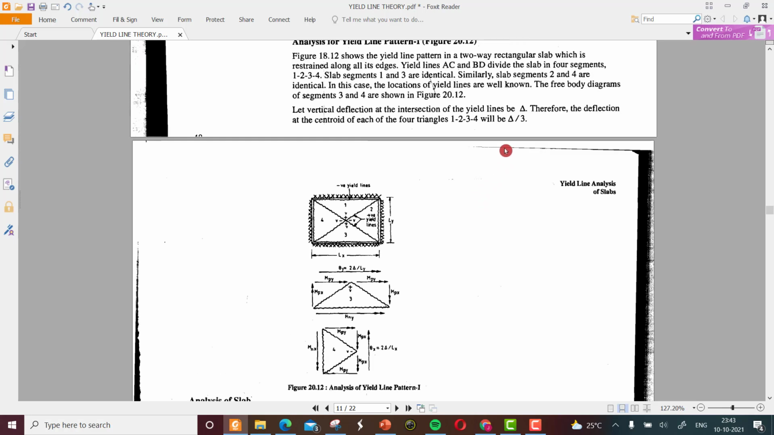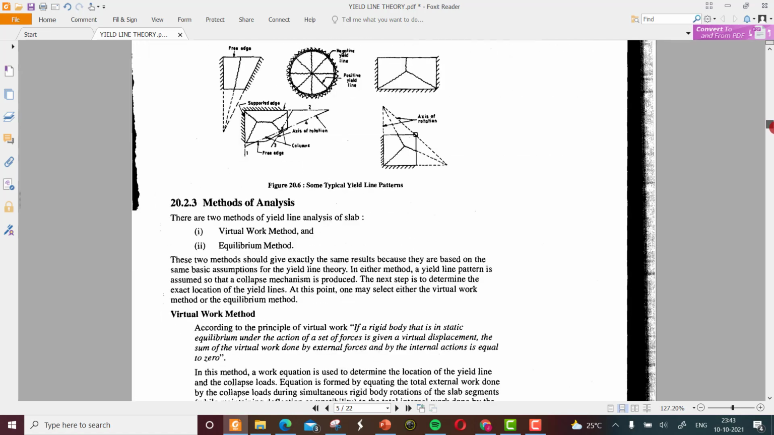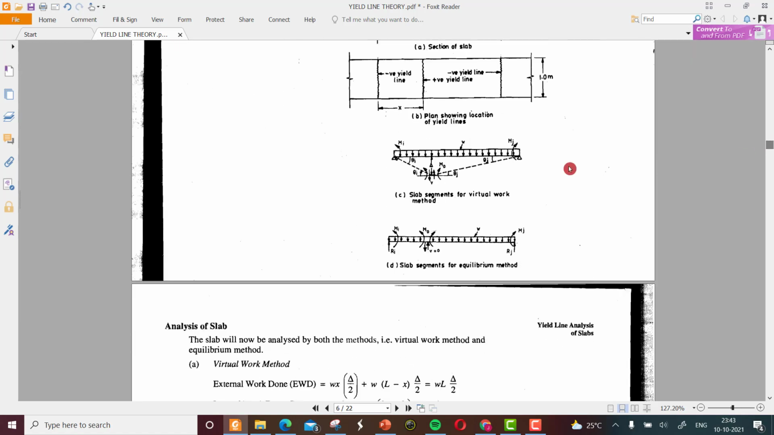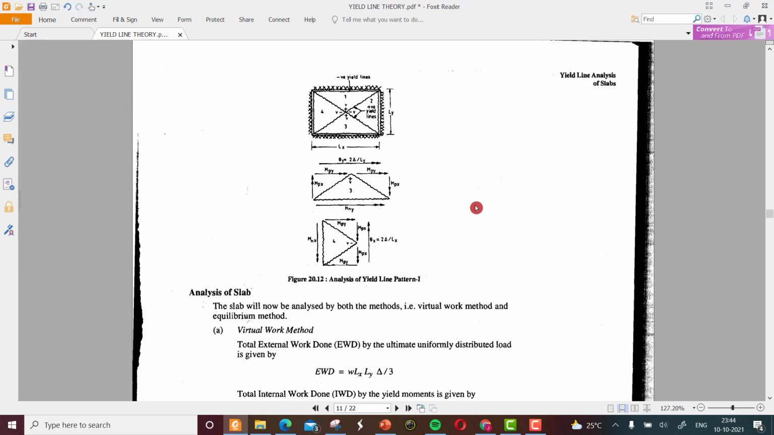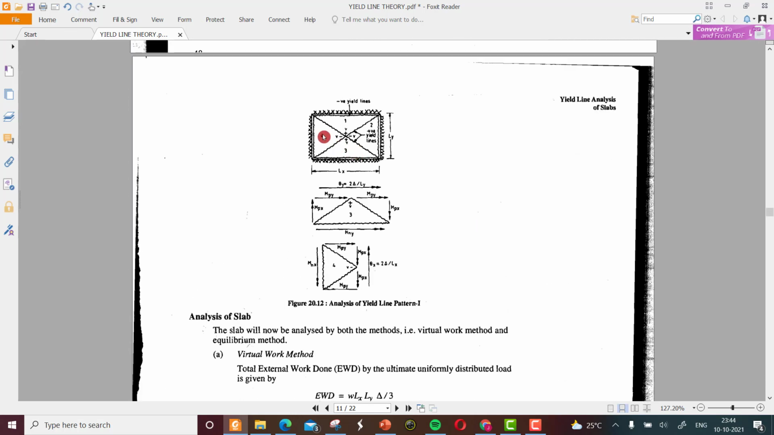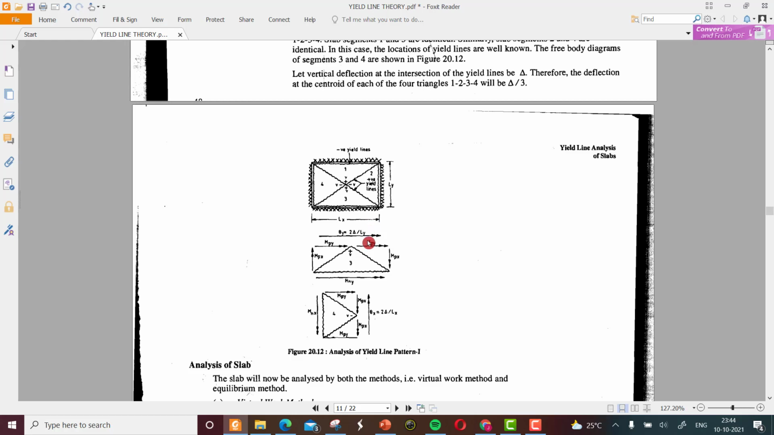Please remember that for the last case, we had delta by 2. I'll just show it fast. Yeah, this was the case. This one was delta, and being a single slope, the value will be delta by 2 at the centroid, right? And for this case, being four triangles, for each triangle the centroidal deflection is equal to delta by 3.